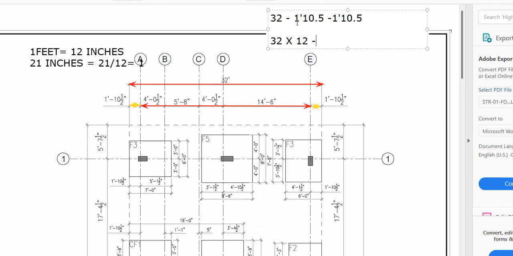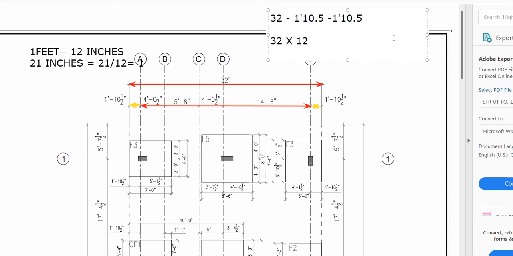1 feet is 12 inches. Again, 1 feet from here is 12 inches. So 12, 24. So again I'll put it this way, 24. Okay, and for this 24 I'll add. I hope you are able to understand, and let me not confuse you. So we'll multiply this 32 into 12.